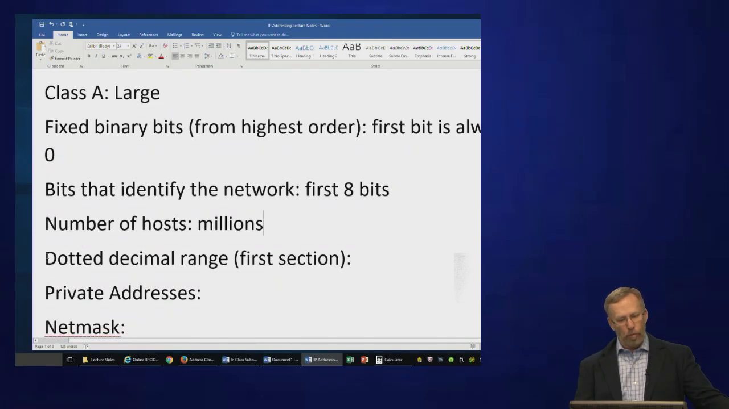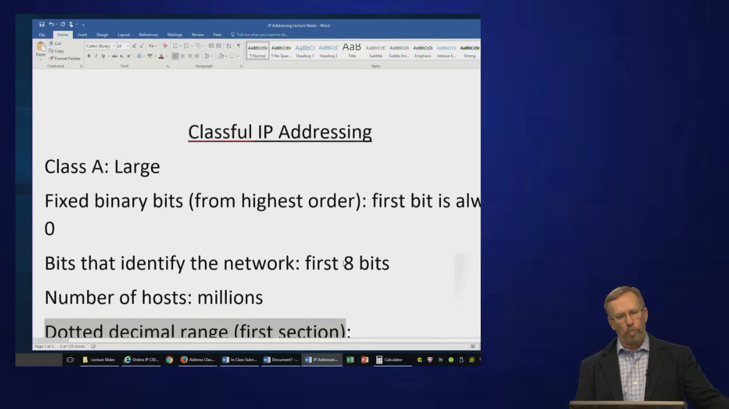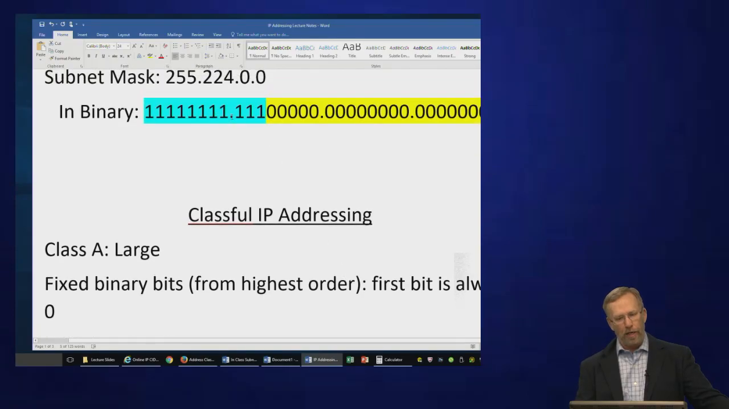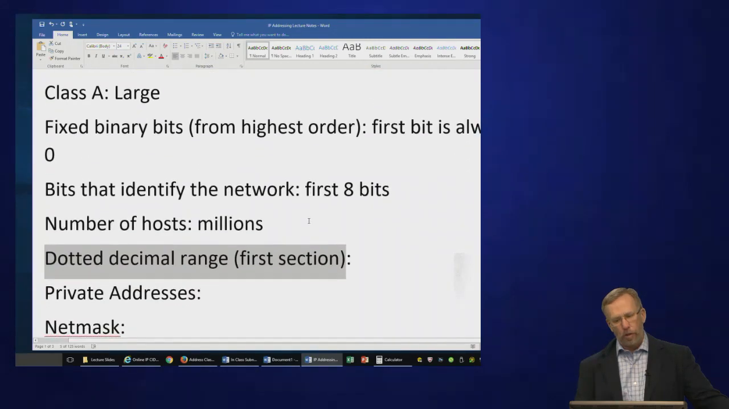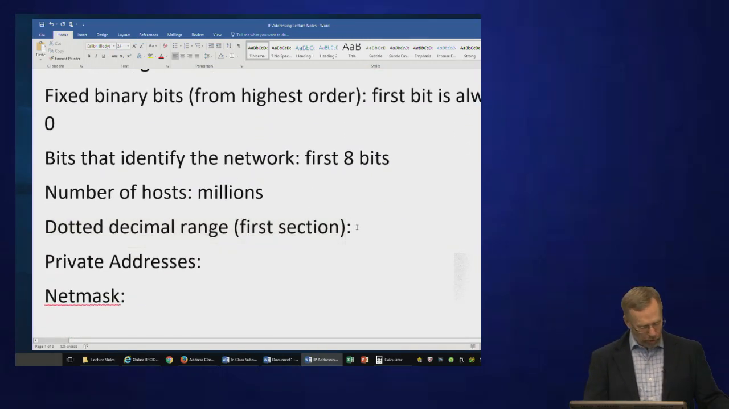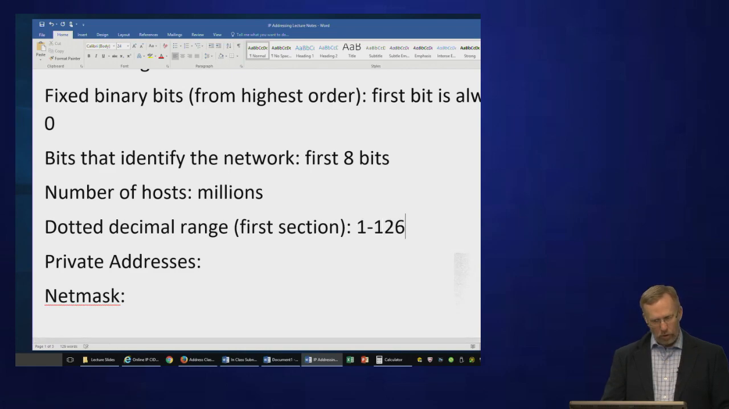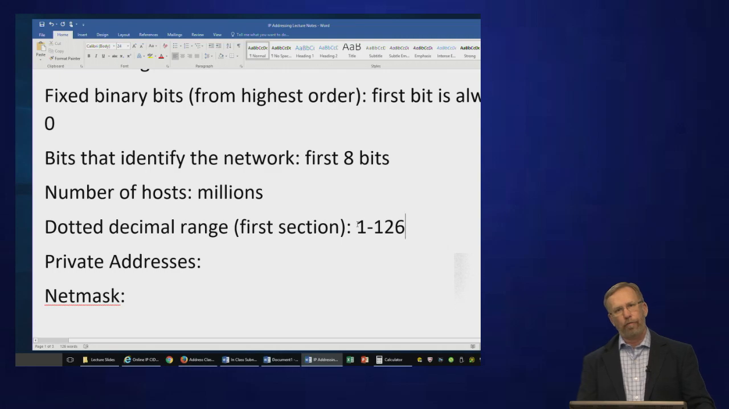The dotted decimal range, the first section for Class A networks: even though we break it at the first dot, we don't get all of that first section for Class A's. The Class A's only range from 1 to 126 in that first dotted section. So everything from 127 on up is not a Class A. And we'll see how that works in a minute.